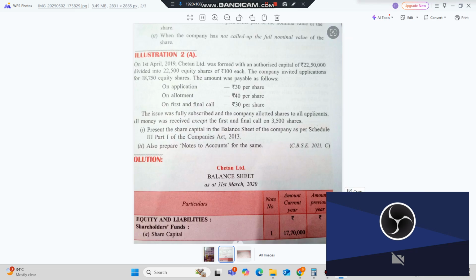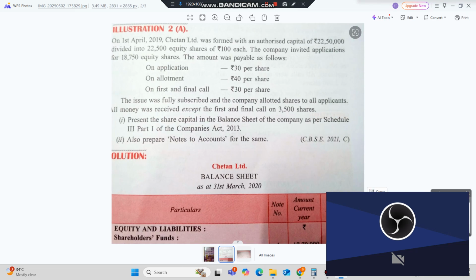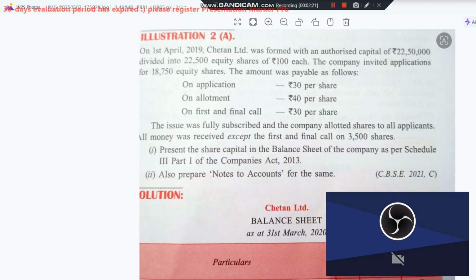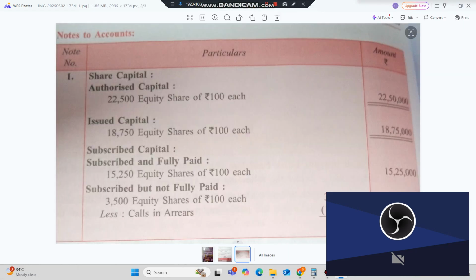So if you see illustration 2A: on 1st of April 2019, Chetan Limited was formed with an authorized capital of 22,50,000. So we are supposed to write the authorized capital of 22,50,000, which is divided into 22,500 equity shares of rupees 100 each. So authorized capital is very clear.